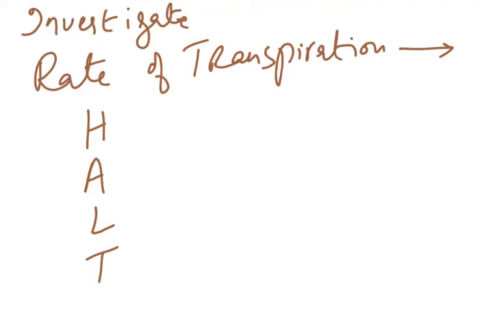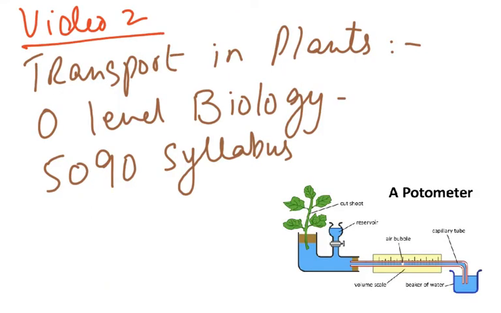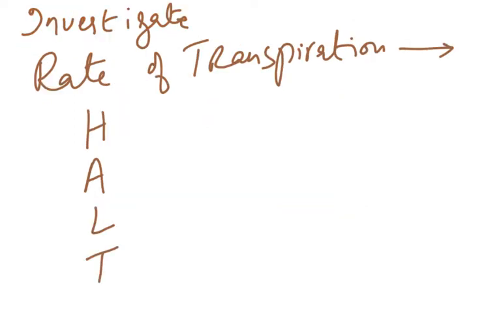We continue with the second video, which is of transport and plants, O-level biology 5090 syllabus, and we're going to study the parts of the chapter which was left, which is the rate of transpiration. So if we have to investigate, you have to give me practical procedures for how we're going to investigate the rate of transpiration, and what the factors are that affect the rate of transpiration.